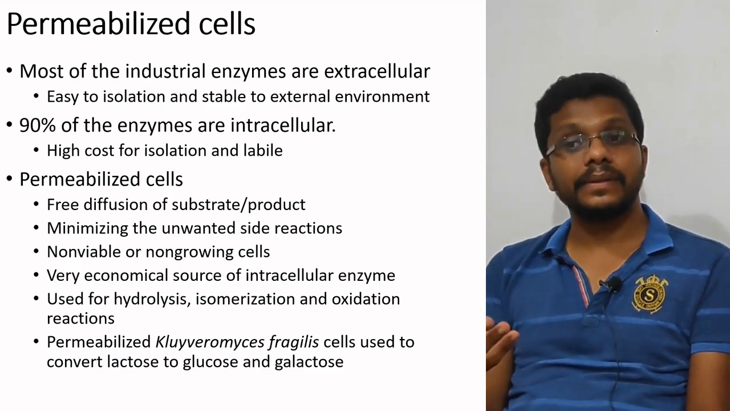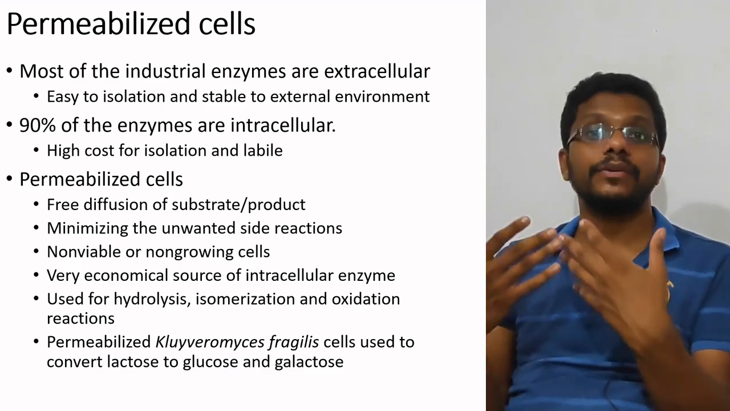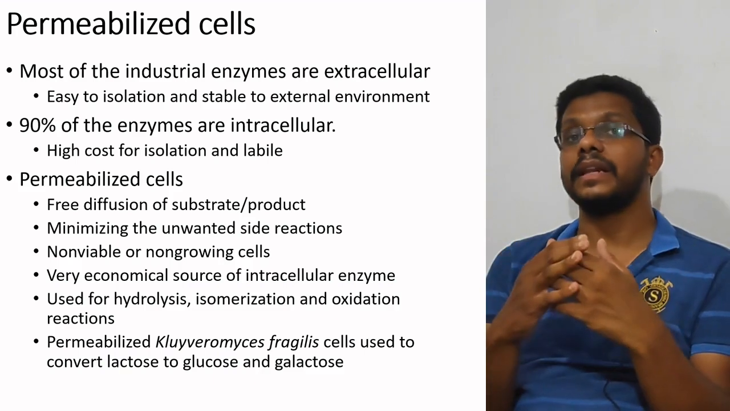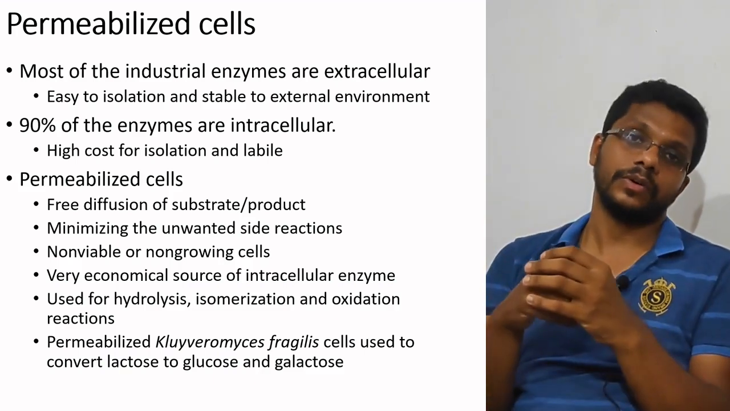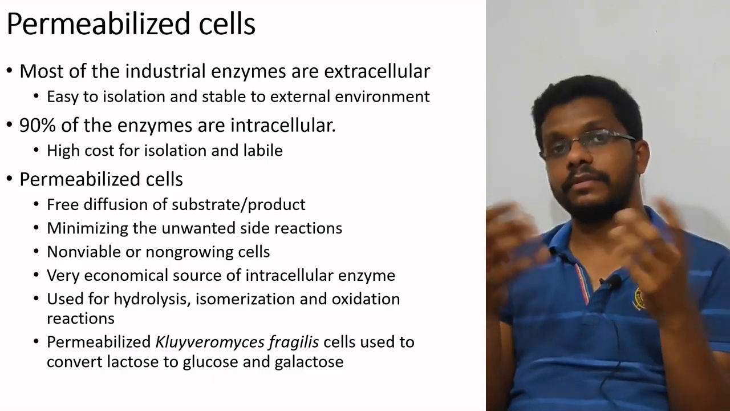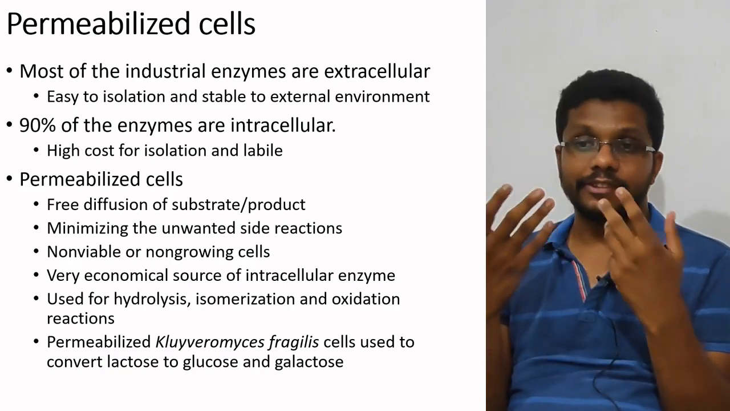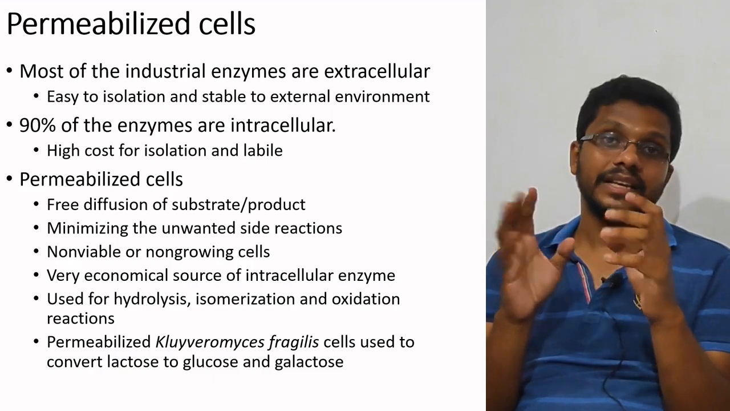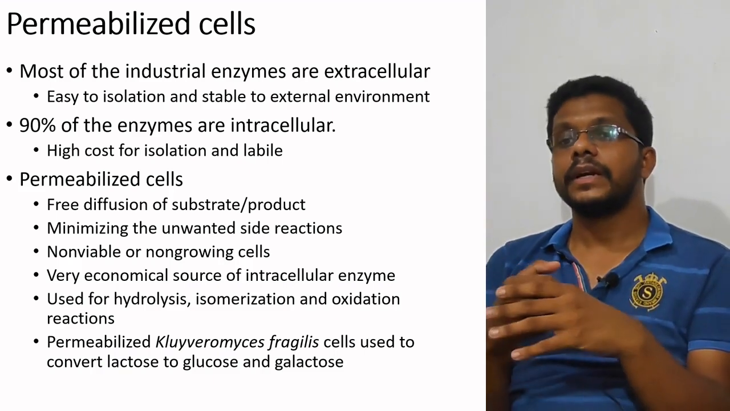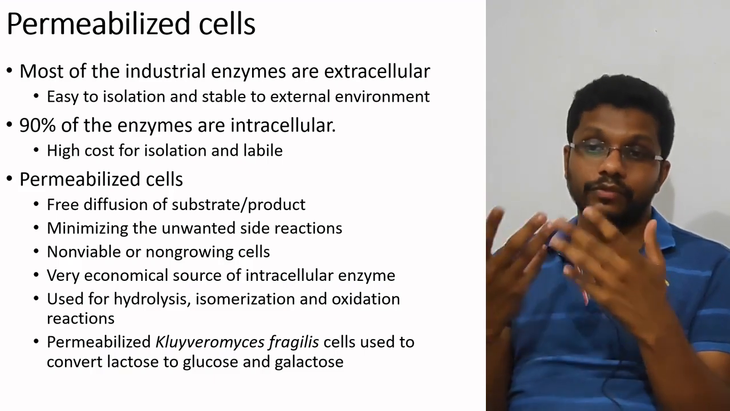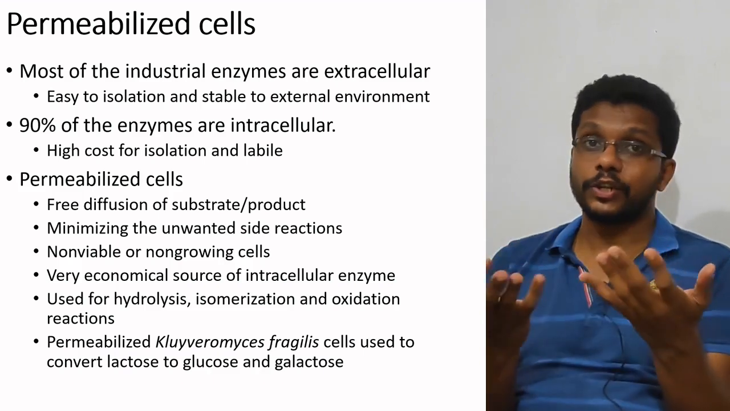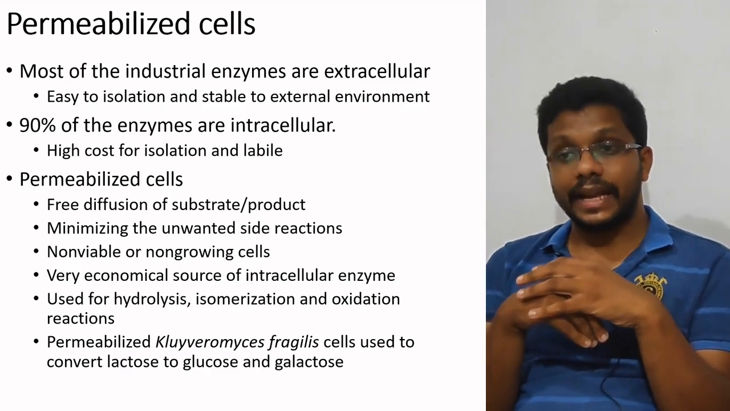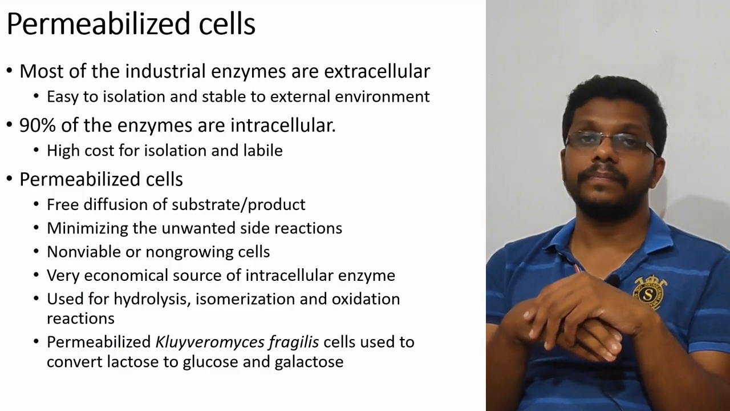So in a permeabilized cell, the permeability of the cell is high. The cell wall is more permeable, or we strip out the cell wall, or the cell membrane will be more permeable, so that the free diffusion of substrate and product is possible. Minimize the unwanted side reactions by specifically inhibiting other enzymes. They are non-viable and non-growing cells, so you don't need to provide nutrients for these cells. Very economical source of intracellular enzyme.